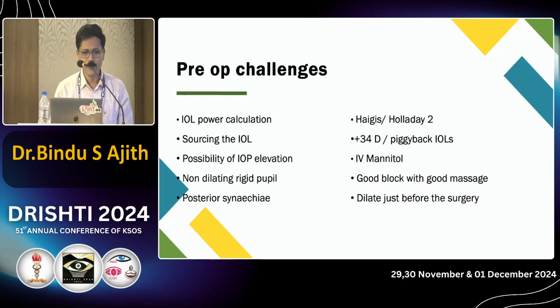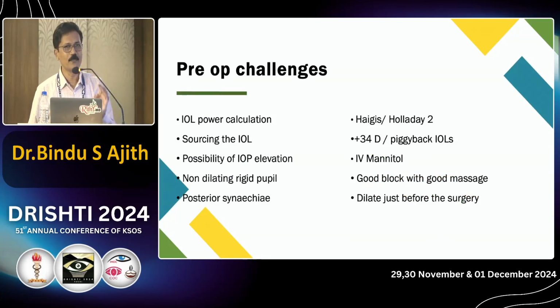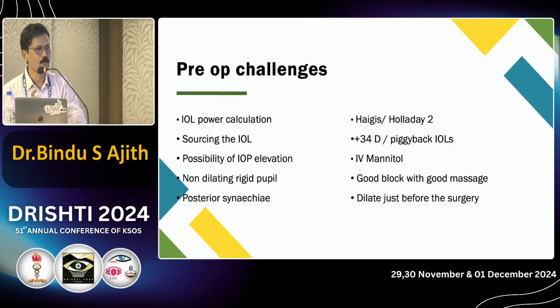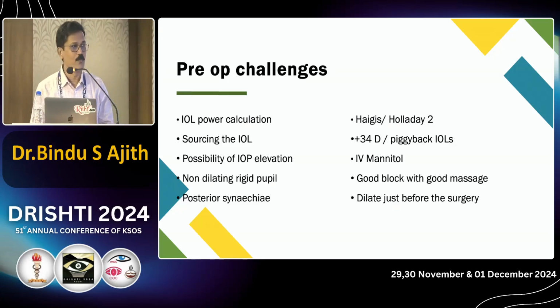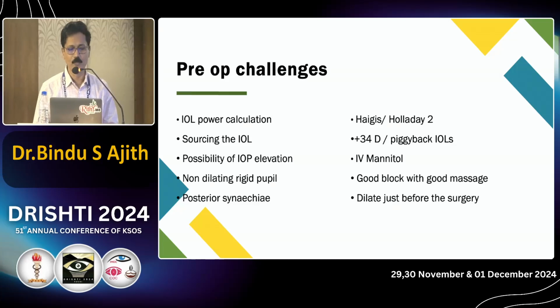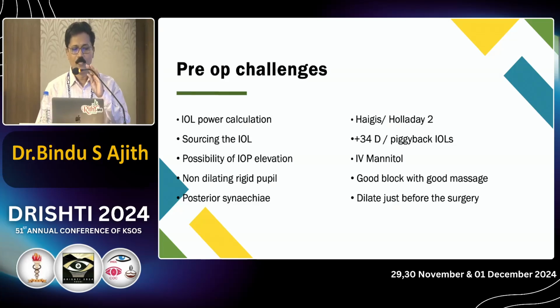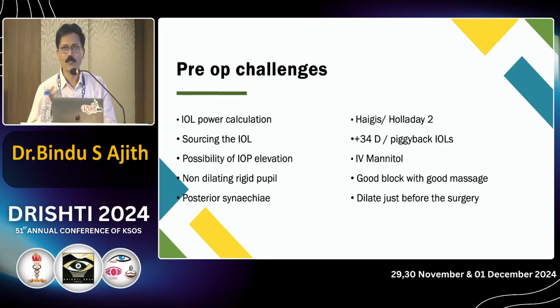So, pre-operative challenges. Of course, many of these patients have small eyes, so IOL power calculation is itself a challenge. You cannot use the normal SRK/T type of formulas. You may have to use Holladay 2 or many of the ones available online, like the Kane formula. Then you have to keep the IOL ready, because in your normal inventory you may not have powers like plus 30, 34 or beyond that. Most of the companies make only up to 34 diopters, so beyond that you may have to think of piggyback IOLs.